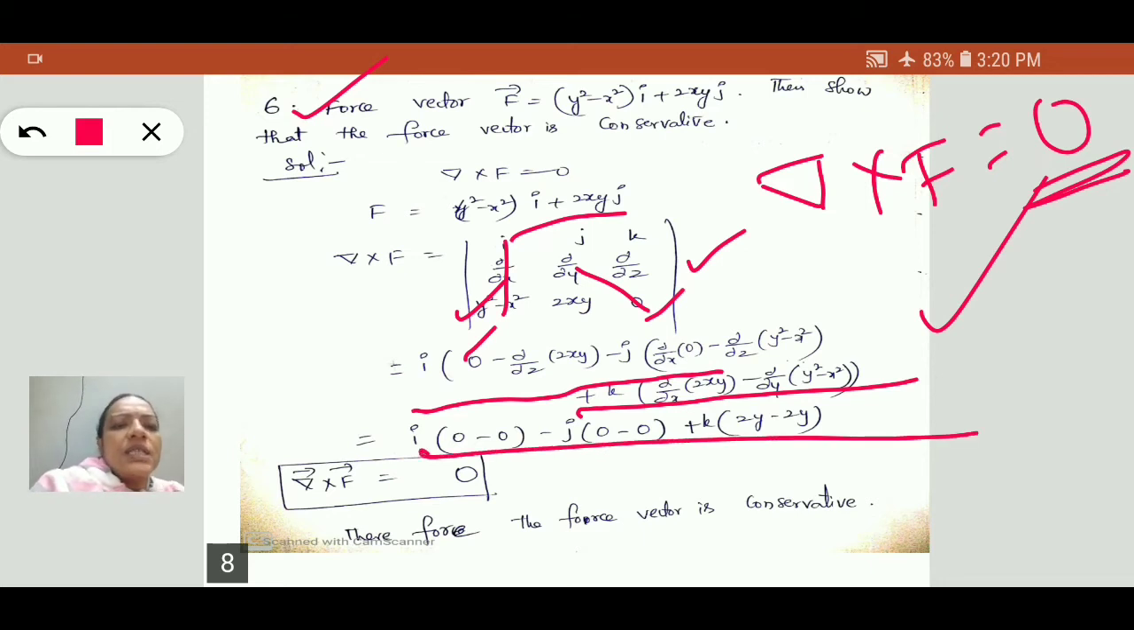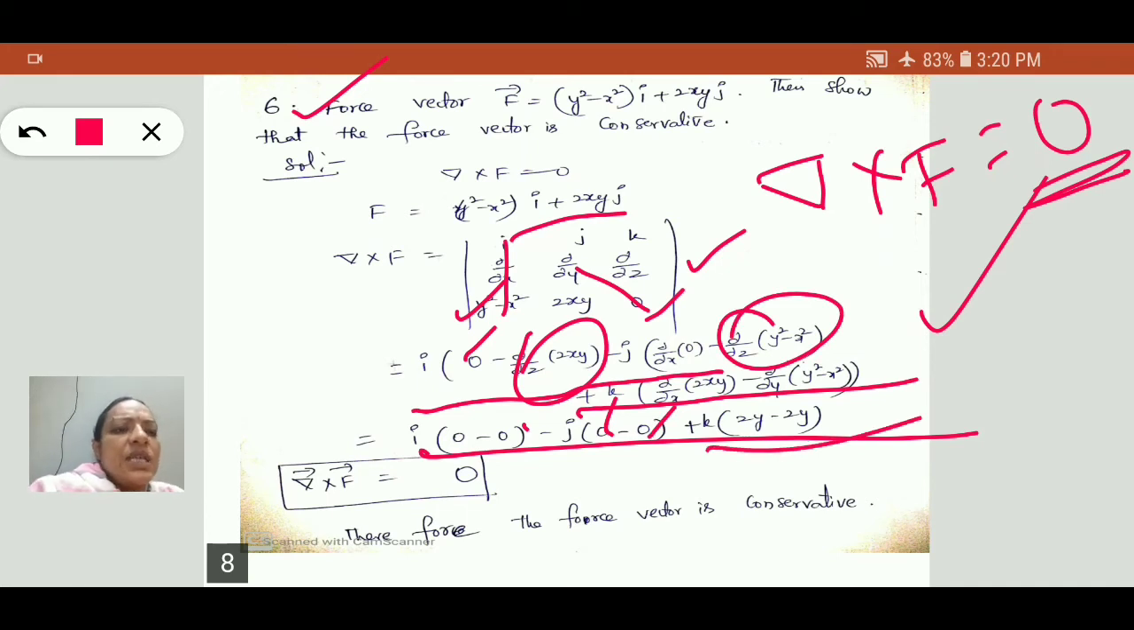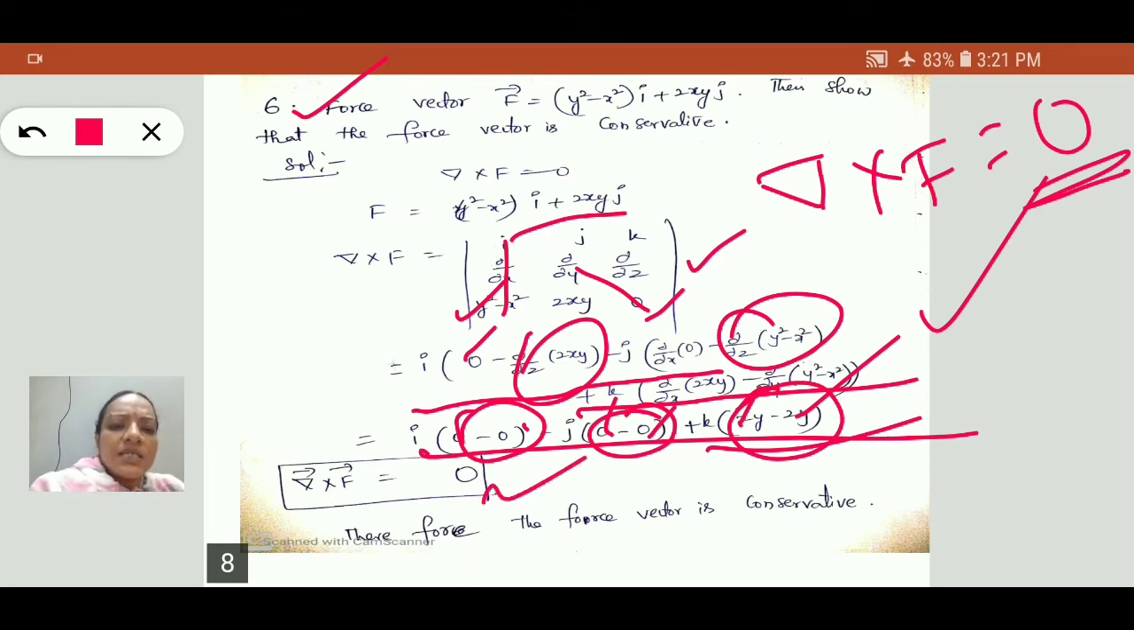∂/∂z of 2xy is 0. Similarly, ∂/∂z of this term is also 0. For k you get the same value: ∂/∂x of 2xy is 2y, and here also 2y, so they cancel and this is also 0. Finally, the curl of the force vector is equal to 0. By this we can say that the given force vector is a conservative force. It is an irrotational vector.